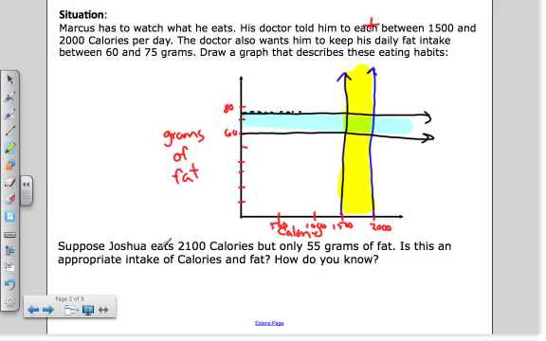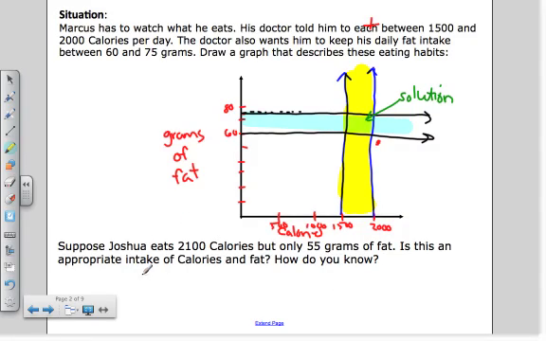Suppose Joshua eats 2,100 calories, but only 55 grams of fat. Is this an appropriate intake of calories and fat? Well, 2,100 is over here. And 55 is like right about there. Is that in my overlap area? Because I needed to have him right in this green area, right there. That's my solution. Okay, where they overlapped is my solution. So that point is not in my solution.